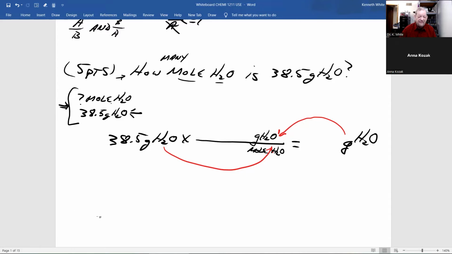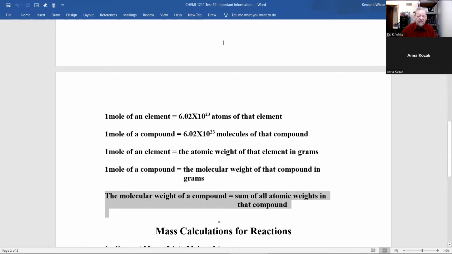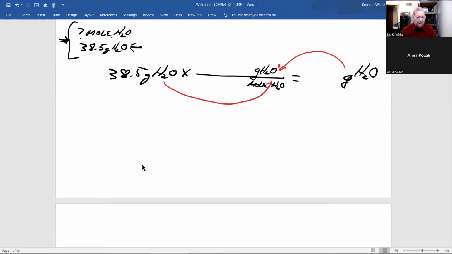Well, we look at important information, and you see, first of all, 1 mole of a compound, and water is a compound, is equal to the molecular weight of that compound in grams. What's the molecular weight of the compound? Oh, look, that's important information too. And that's the molecular weight of a compound is the sum of all atomic weights in that compound. So I'll rewrite this part of it here.